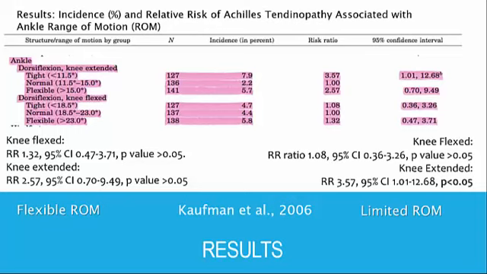However, having a limited ankle range of motion when the knee is extended, statistically, this significantly increases the risk of developing Achilles tendinopathy by 3.57, with the risk ratio being 3.57, a 95% confidence interval of 1.01 to 12.68, and a p-value less than 0.05.